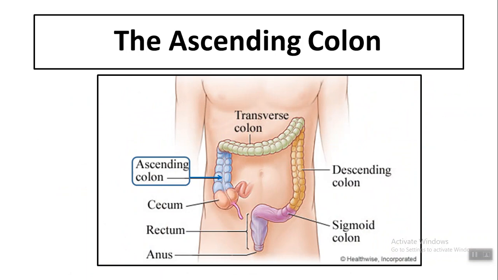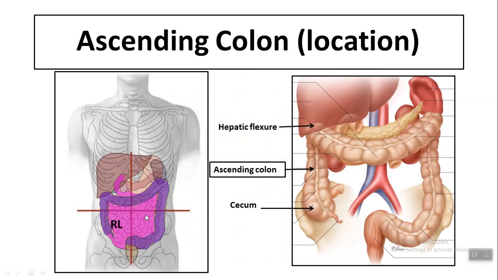The ascending colon is the next part. It extends from the cecum to the right or hepatic colic flexure. It is located mainly in the right lower quadrant. It extends from the cecum up to the hepatic flexure or the right colic flexure under the cover of the right lobe of the liver.